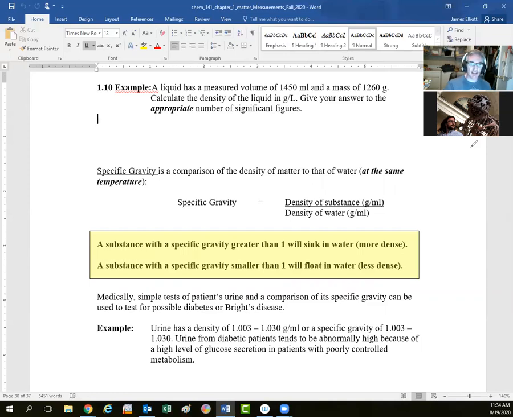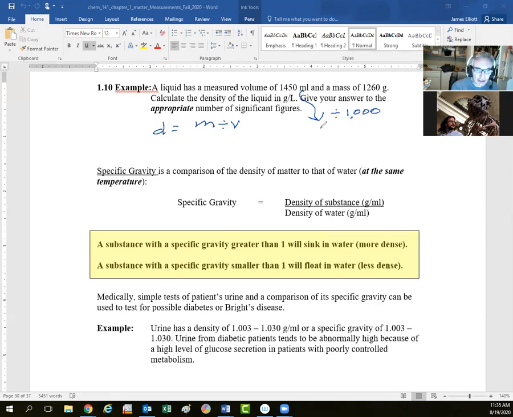Okay, no sooner said than done. If we're looking for density this time, that will be mass divided by volume. We want the density in grams per litre, but volume is in millilitres currently, so that has to be changed. Take the volume in millilitres and divide by 1,000 to turn it into litres. That will give us 1.450.